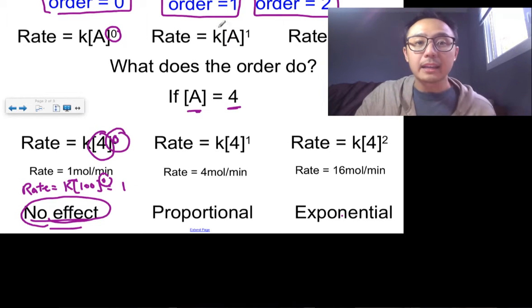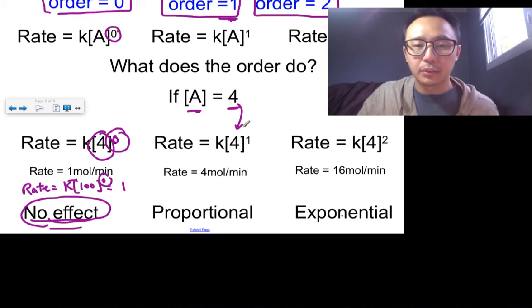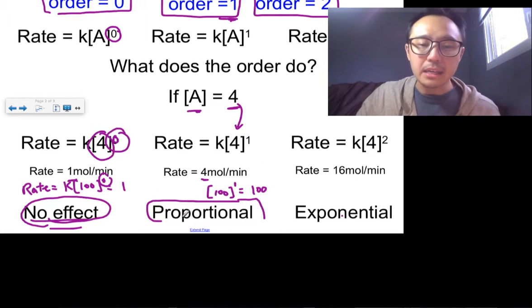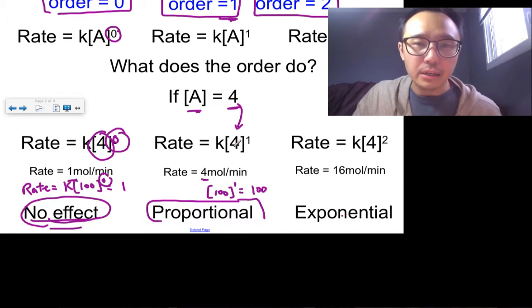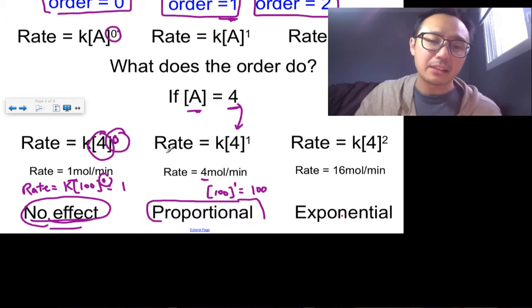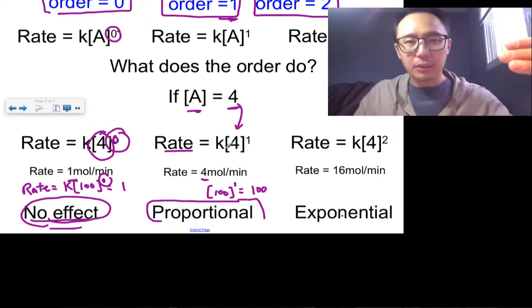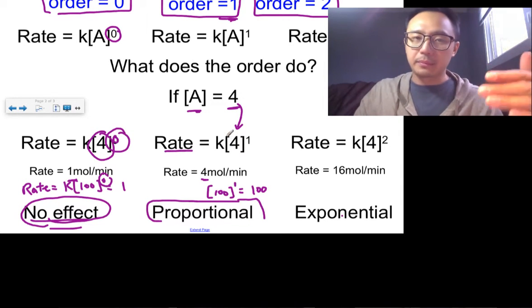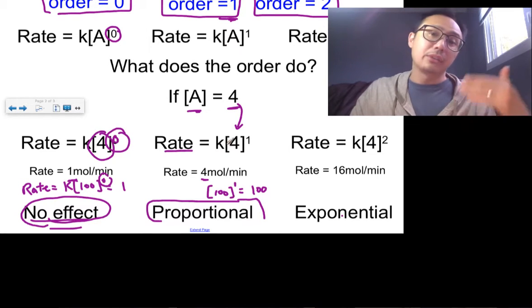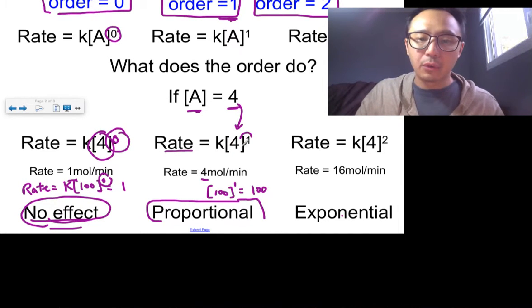And if we look at the next one, order of 1, if we substitute 4 into the concentration again, 4 raised to 1 will give you 4. Let's put 100 as the concentration: 100 to the power of 1 will give you 100. So that means this is proportional. What does that mean? However much you increase the concentration, that's going to increase your rate. If you double your concentration, you're going to double your rate. If you triple your concentration, you're going to triple your rate. So this is if you have an order of 1.